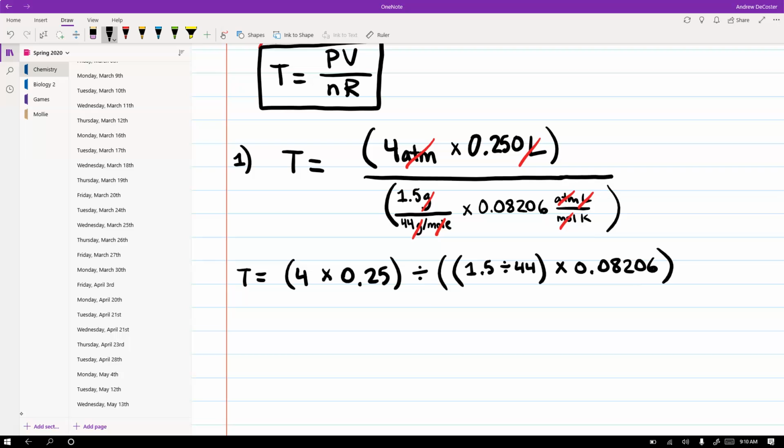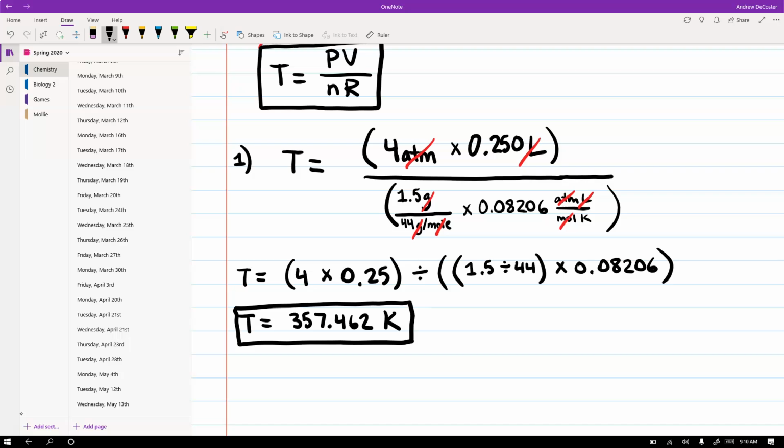If you do it this way in your calculator, everything will go in the correct order and you'll get the correct answer. So do this in your calculator real quick. Make sure you're getting the same answer as me. Make sure you know how to plug it in. And I got 357.462 Kelvin. Don't forget to add the K to the end. So that's how hot the gas is.